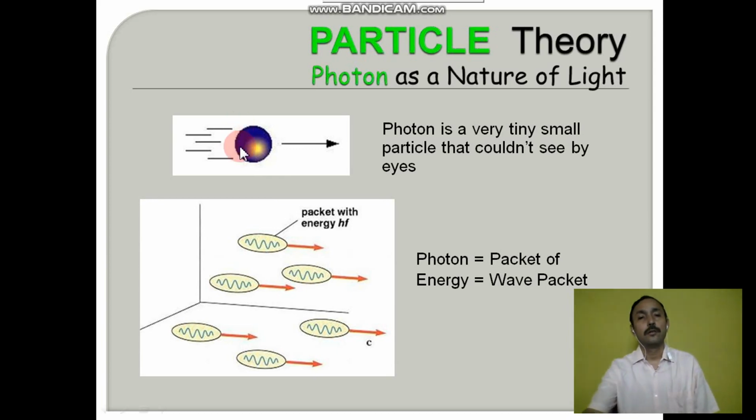So photon is a very tiny small particle that we couldn't see by eyes. Photon: its energy is hf and momentum is hf by c, when the velocity of the photon is c.